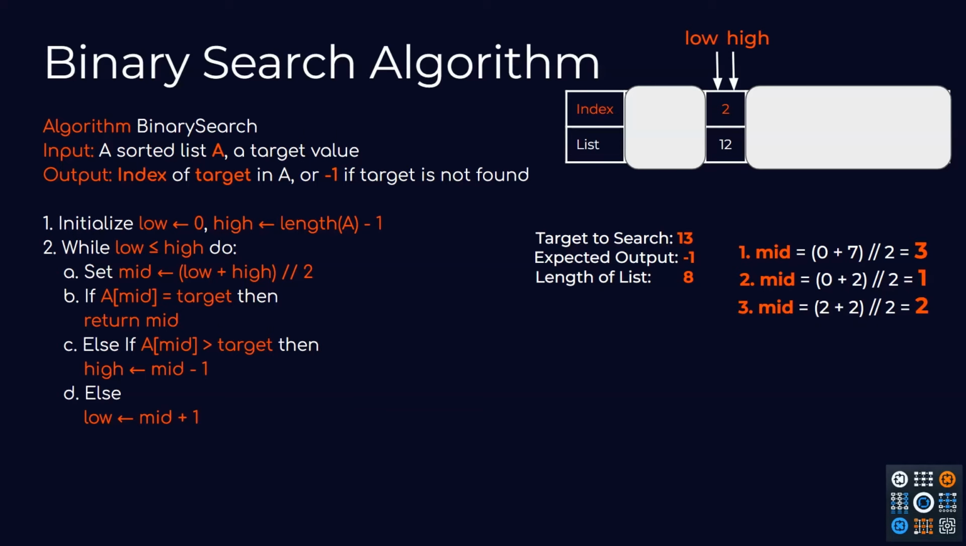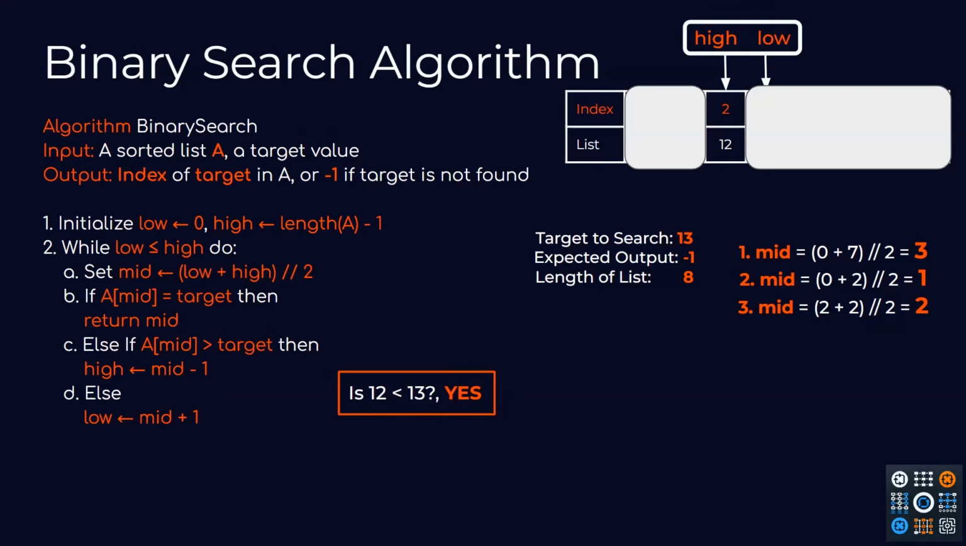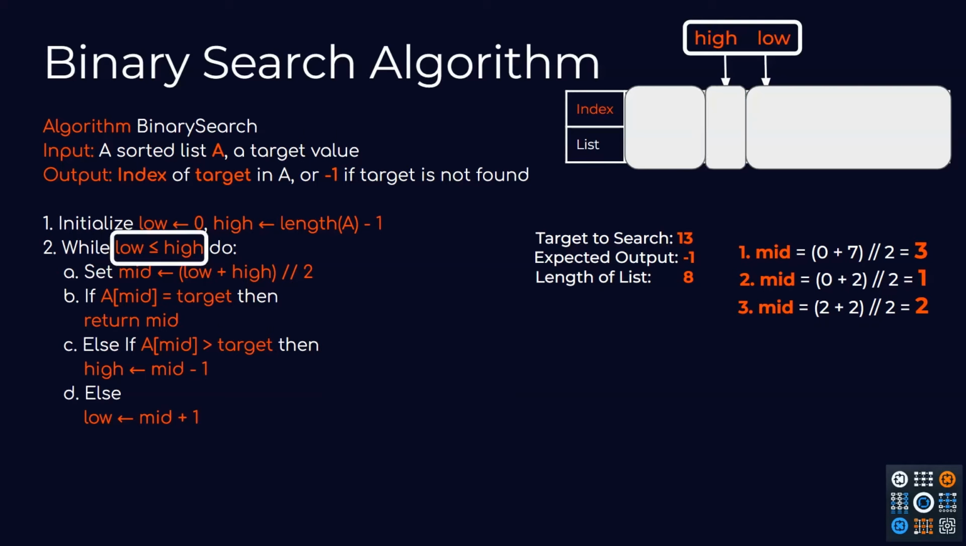Now we calculate the mid for the third time, with both low and high set to 2. The middle index now turns out to be 2. The element at the current mid is 12. 12 is neither equal nor greater than the target. Since 12 is still less than our target, we update low to mid plus 1, which is 3.